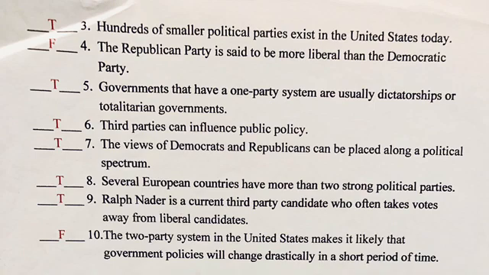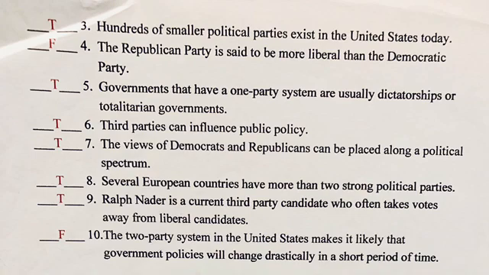Number 5 just says governments that have a one-party system are dictatorships. We've talked about that before. Number 6 says third parties can influence public policy. This is true. The way we said they could influence public policy is if somebody feels they are being neglected and they vote for a third party, one of the 2 major parties may add that to their platform in the next election. Number 7 being true, Democrats and Republicans' views can both be put on a political spectrum.